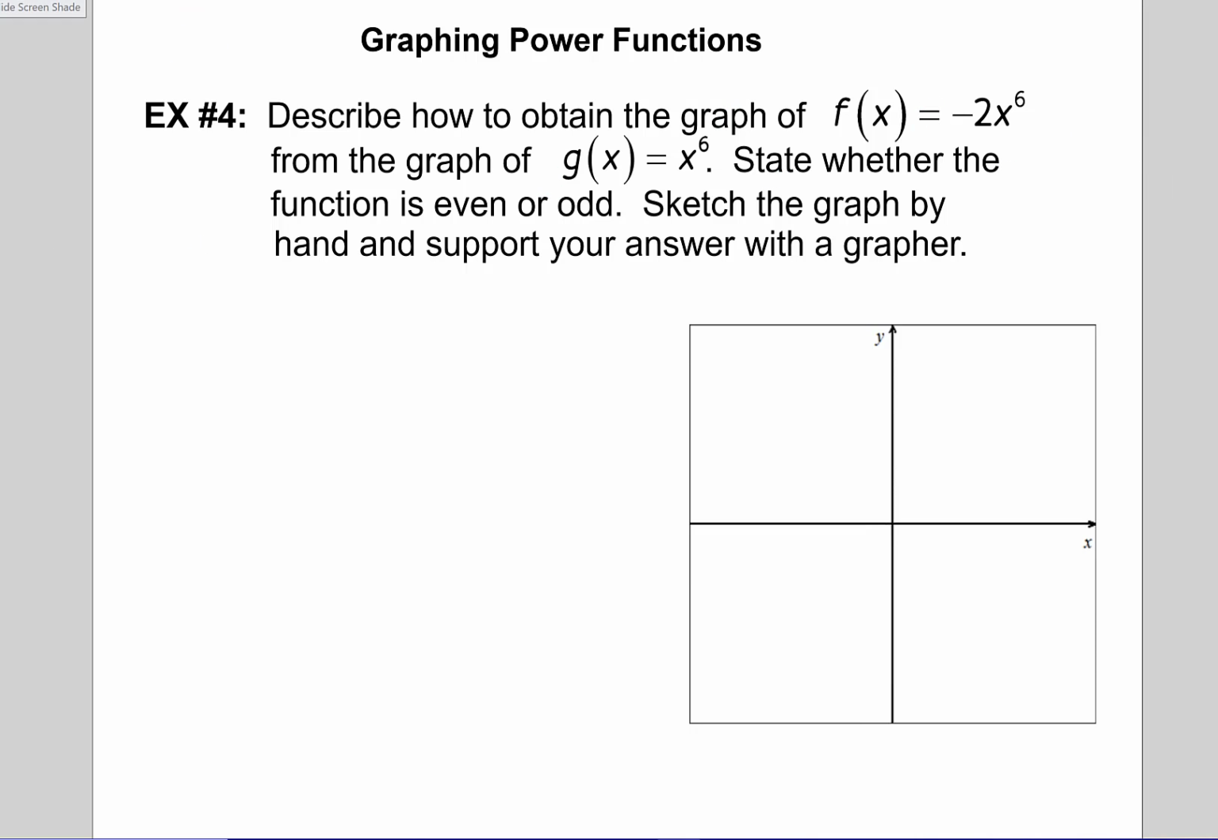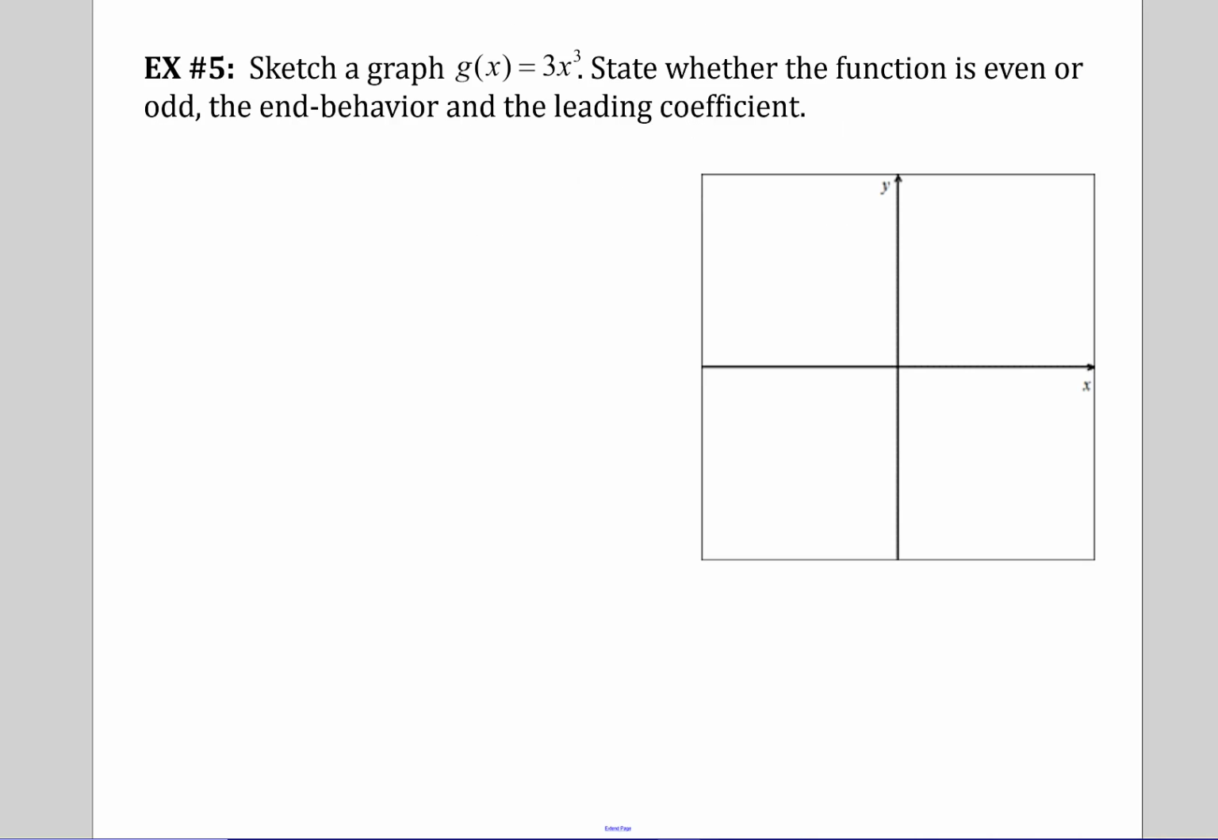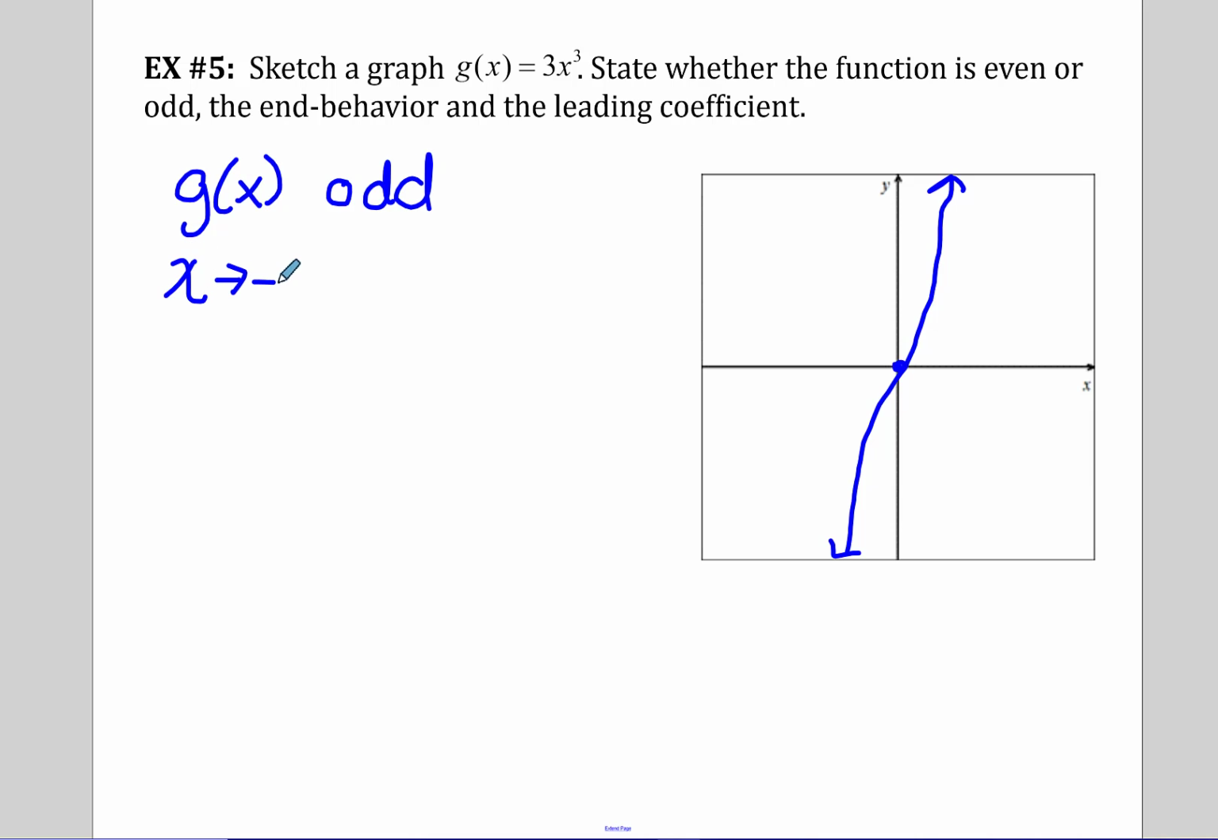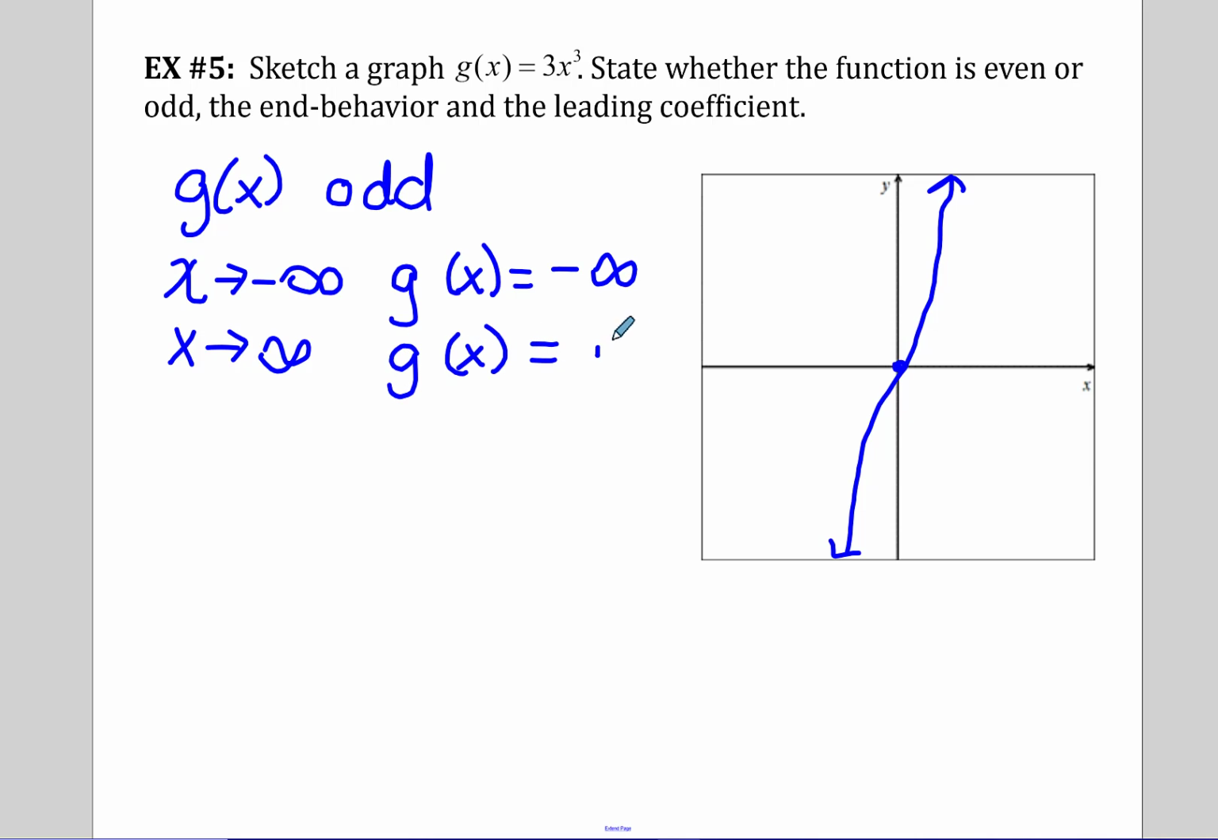This one is 3x to the 3rd. So we know 3x to the 3rd is just going to be an odd function, cubic, stretched by a factor of 3, growing rapidly. We know g of x is odd. And we know when x goes left, y goes down. And when x approaches positive infinity, y is approaching positive infinity. And name the leading coefficient. So our leading coefficient is 3.